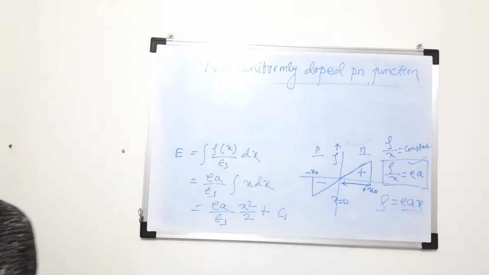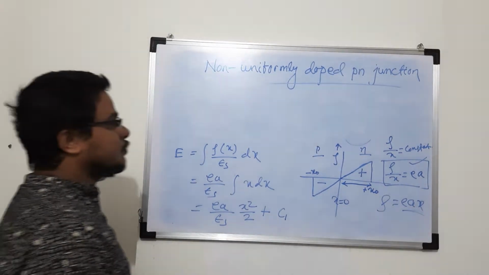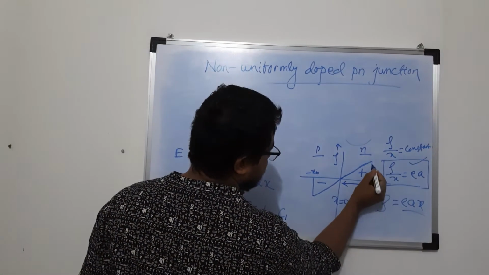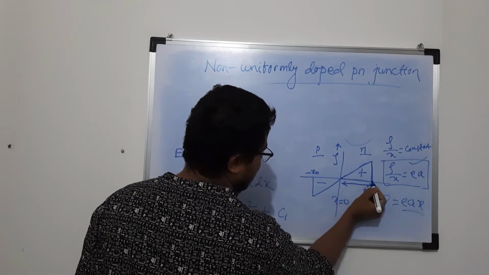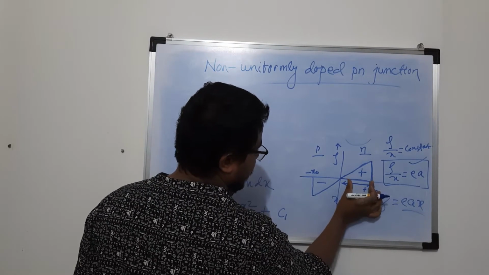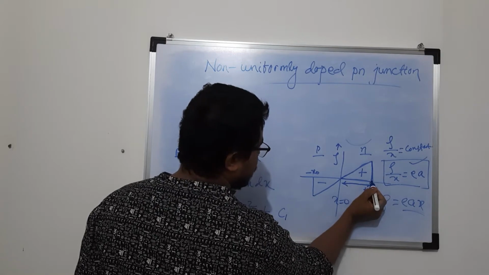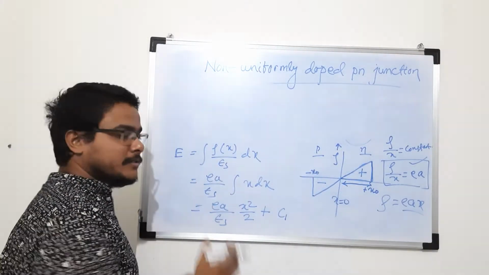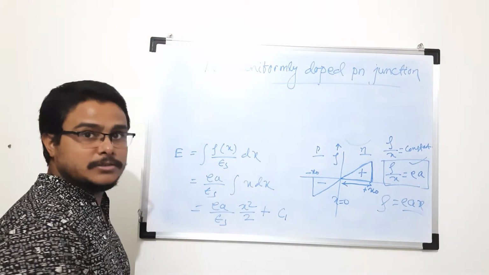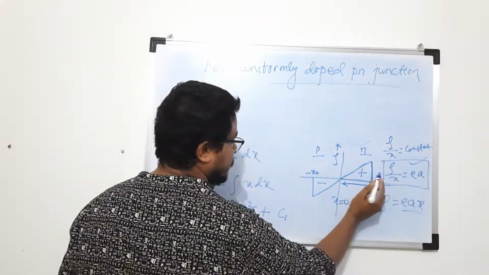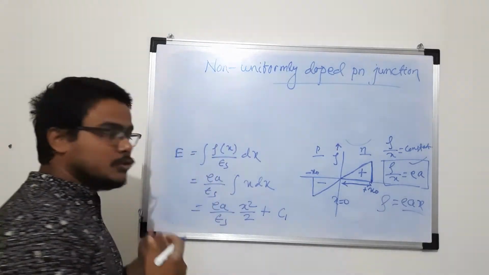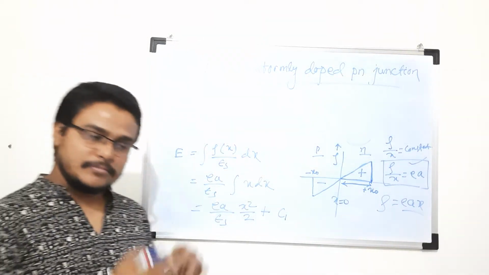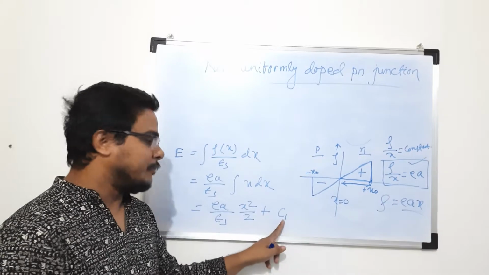So what boundary condition will we take? For the n region you can see at x is equal to x0, up to this your depletion region is extended towards the n region. At x equals x0 is the neutral region, from there the neutral region starts. There will be no space charge after x equals x0, or exactly at x equals x0. So that we can consider as the boundary condition to evaluate the value of C1.